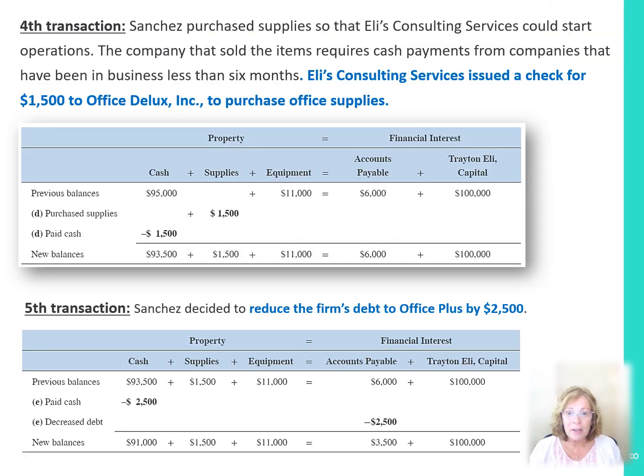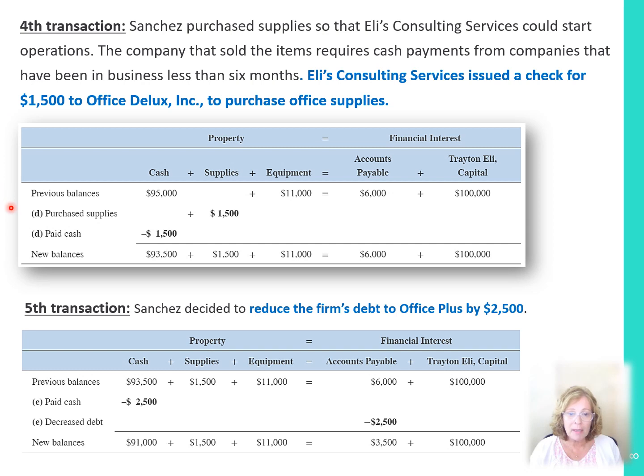Here's the fourth transaction. Sanchez purchased supplies so that Eli's Consulting Services could start operations. The company that sold the items requires cash payments from companies that have been in business less than 6 months. Eli's Consulting Services issued a check for $1,500 to Office Deluxe to purchase office supplies. So what happened here? The company's cash decreased, and the company increased supplies on hand.